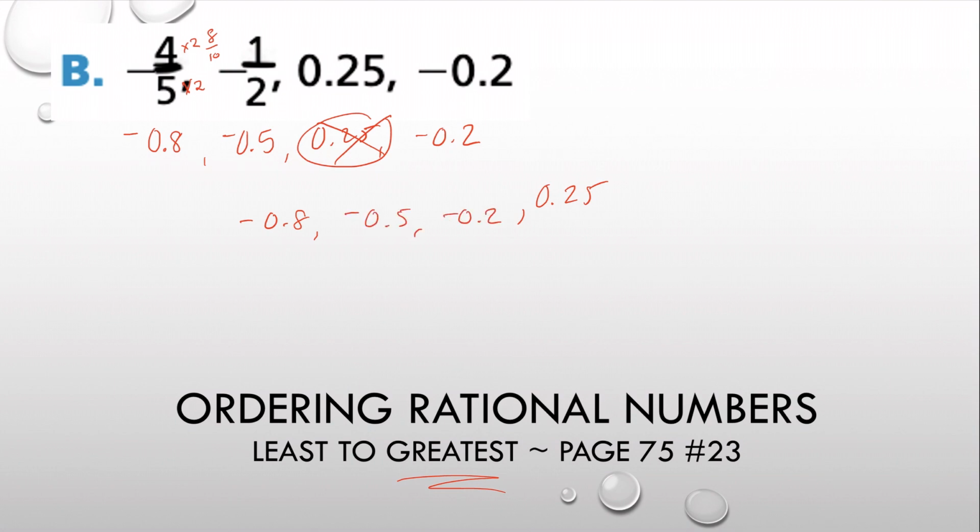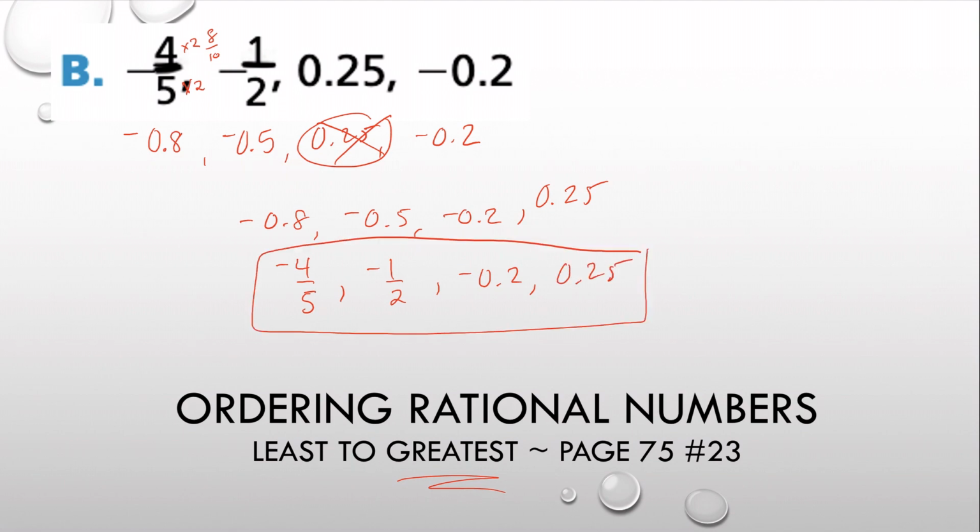However, those weren't the actual numbers from the problem, so now let's rewrite it using the numbers from the problem. So negative 8/10, we got that from the negative 4/5. Negative 5/10, we got that from negative 1/2. Negative 2/10 was indeed negative 2/10, and 25 hundredths was 25 hundredths. So this is the correct answer for number 23, letter B.